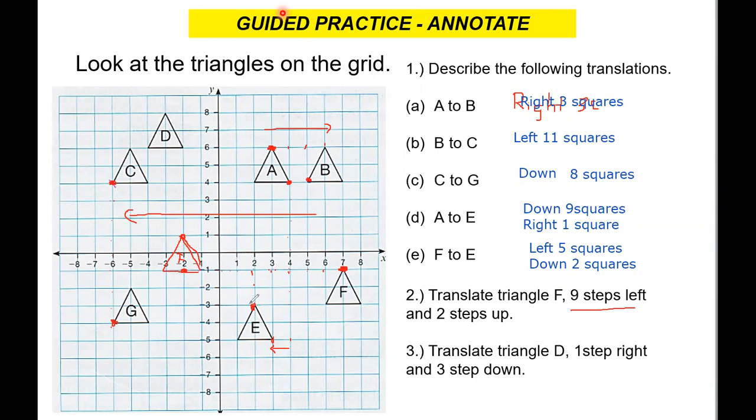Okay, now let's go to question 3. Translate triangle D. So where's triangle D? So let's move this one. Let's mark it down. 1 step right. So 1 step right. So it will be here. And then 3 steps down. 1, 2, and 3. So this is the top one. And then let's continue. And then here. And then there. So this will be the D image. All right. So this is how to do the translation, how to describe the translation, and also how to sketch following the steps. Okay, I hope you understand.